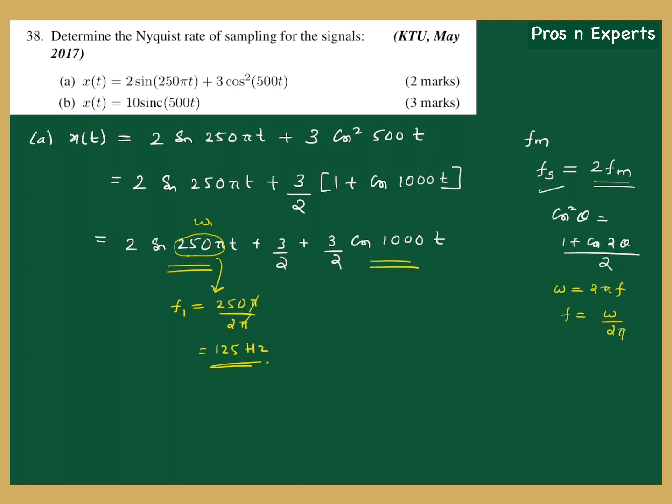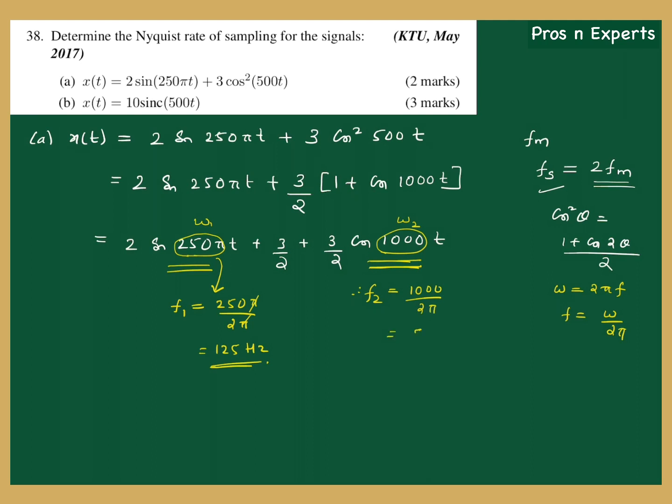Similarly, we have one more sinusoidal term, that is cos 1000 t, and here omega, or omega 2, is 1000. So what is f2? f2 is equal to omega 2 by 2 pi, which is 1000 by 2 pi.